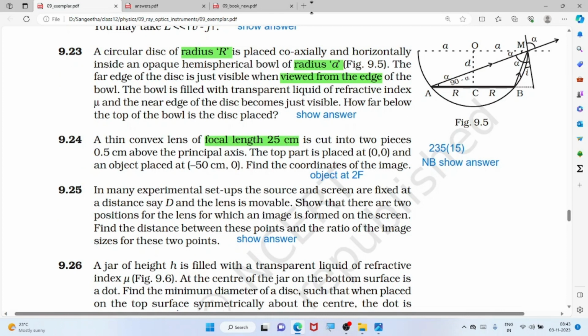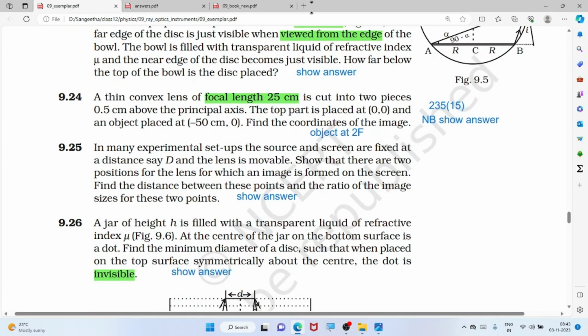Here, a thin convex lens of focal length is cut into two pieces 0.5 centimeter above the principal axis. The top part is placed at 0, 0, that is important, and the object is placed at this, find the coordinates of the image. See, the focal length is 25 centimeter. The object is placed at twice the focal length, 2f, that is 50 centimeter. So the object is at 2f.